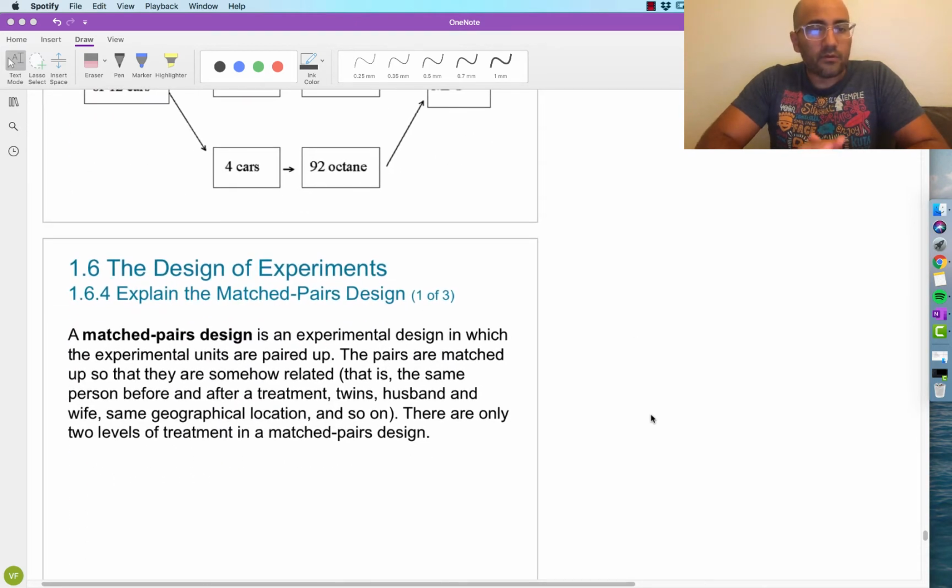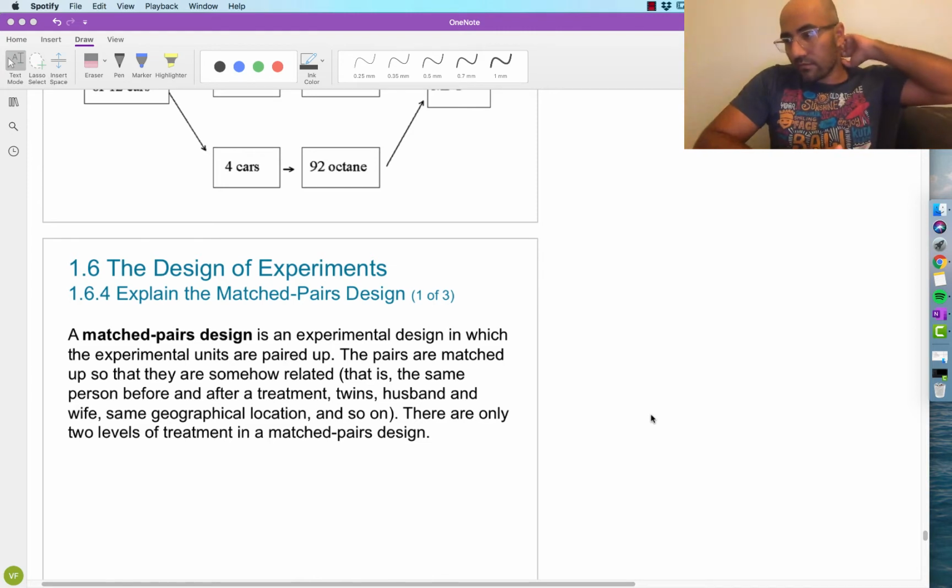Another popular type of experiment is called the matched pair design. And this is a design in which experimental units are paired up, matched up based on some sort of relationship that they might have. Often the relationship is that it's the same person. So there might be a before and after kind of situation.